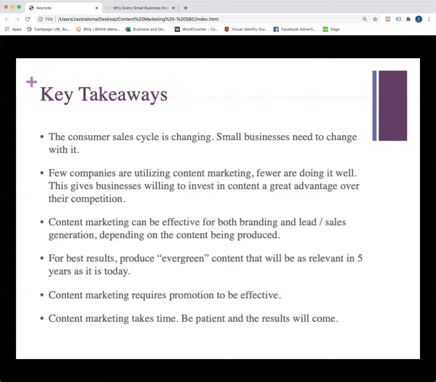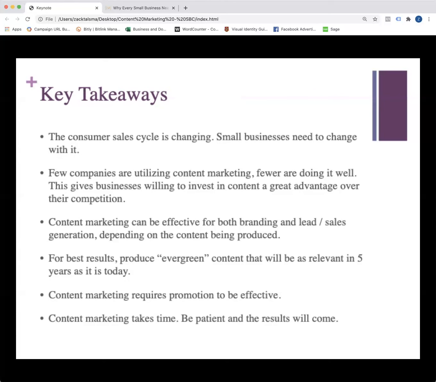Content marketing also requires promotion to be effective. So you can't just write content, publish content without promoting it. You can, but your results will be a tenth of what they would be otherwise. And content marketing takes time. So be patient, results will come.